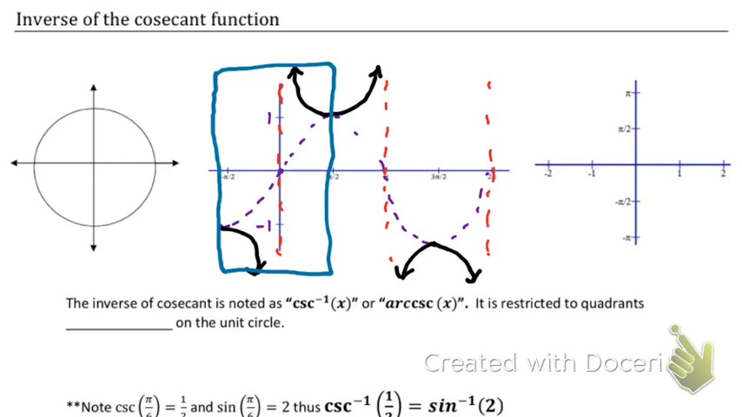So cosecant, let's go back to this. Our cosecant inverse has the same quadrants as our sine inverse: quadrant 1 and quadrant 4. So if you just remember that, then you'll know where cosecant is, because it matches up with sine.